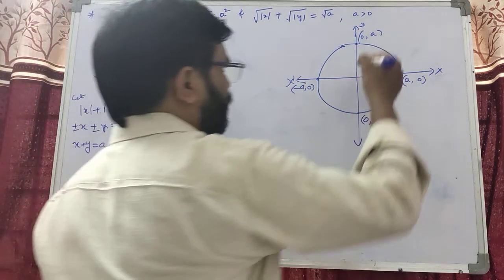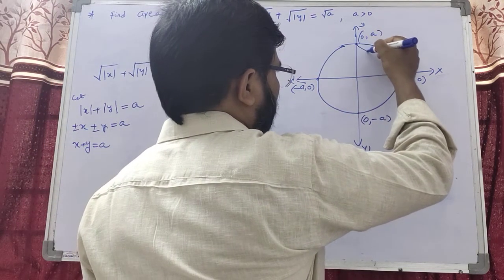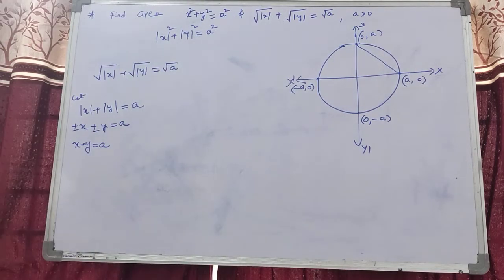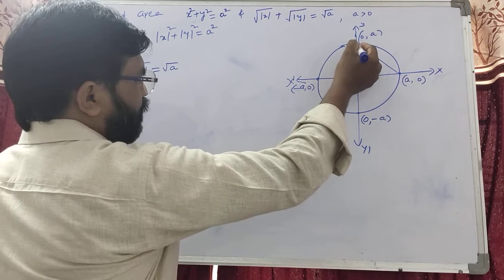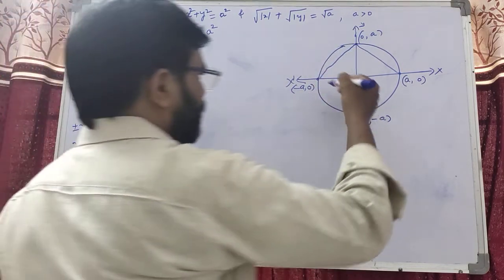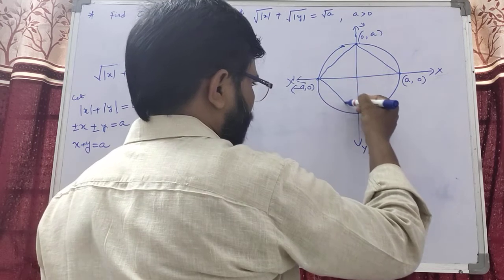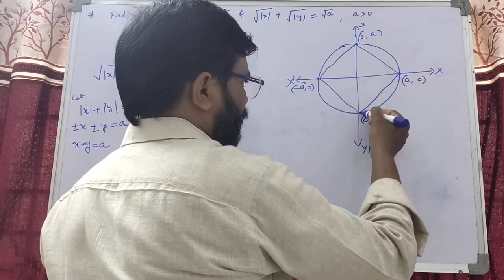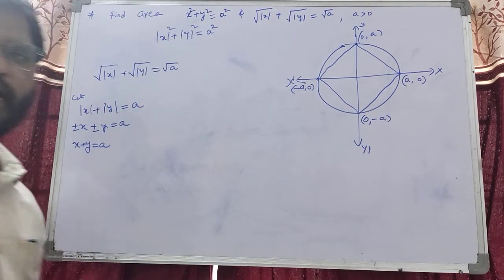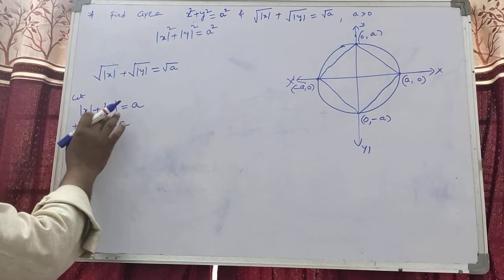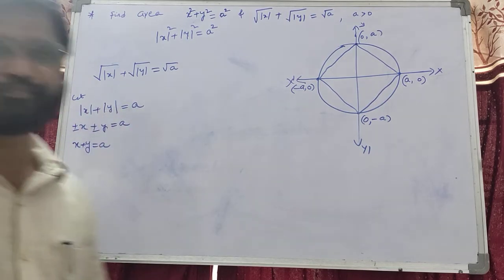Therefore x greater than 0. Then you can write the diagram. This is the line x plus y equals a. This is minus x plus y equals a. Okay students, this is minus x minus y equals a. This is plus x minus y equals a. So when you identify the mod functions, undoubtedly mod x plus mod y equals a forms a square.